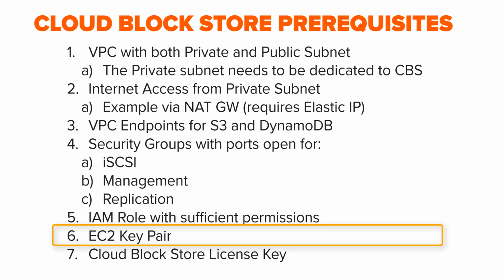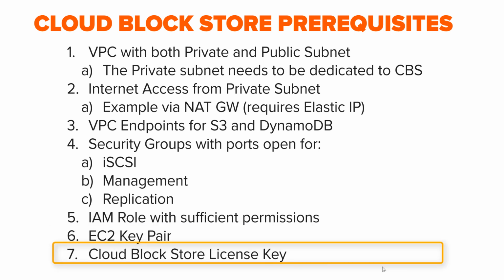You'll also need to have an existing EC2 key pair. Most, if not all, customers already have an EC2 key pair, but I thought I'd mention it here just for completeness. Lastly, you'll need a Cloud Block Store license key. In order to get the license key, you'll need to purchase a subscription either through the AWS Marketplace or work with your Pure Storage and Partners Accounts team to obtain a license. All right, let's get started.